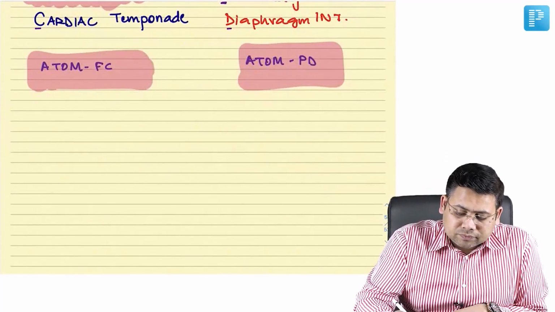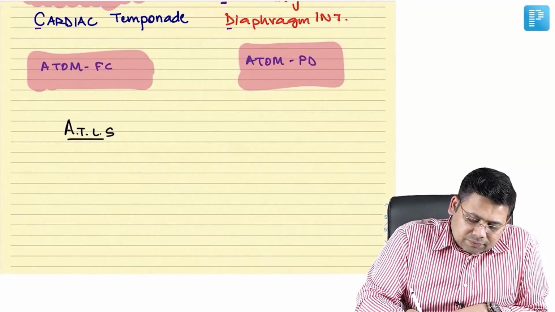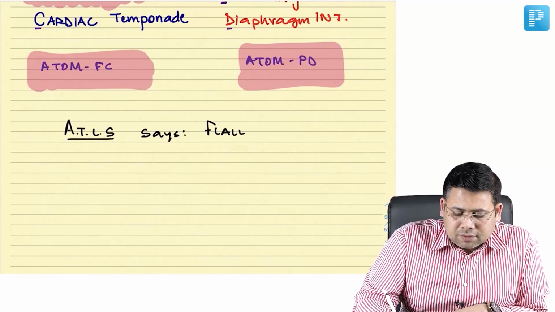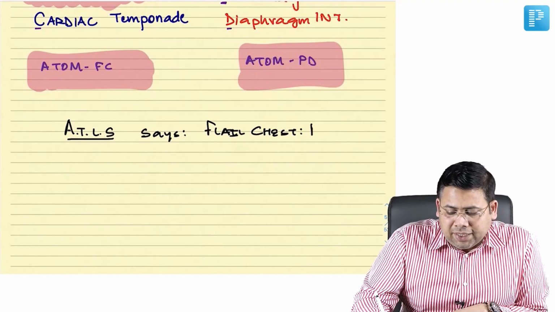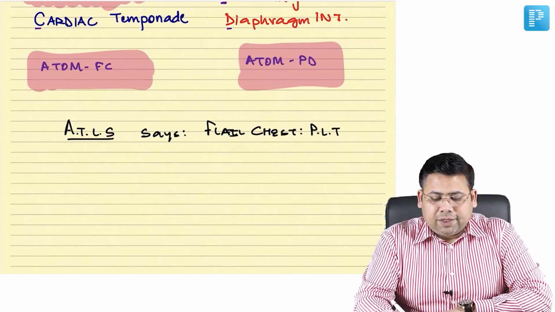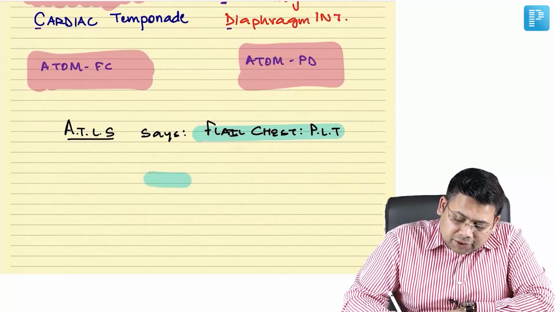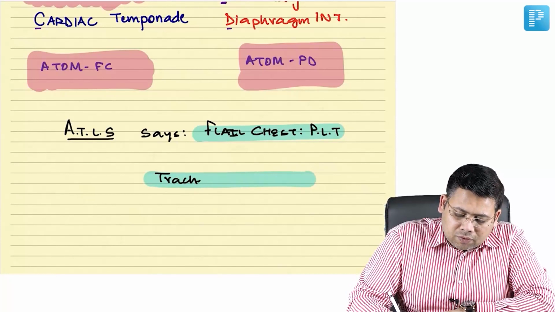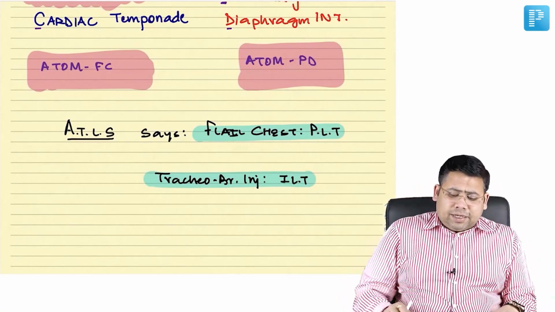ATLS says that flail chest is PLT, potentially life threatening. Flail chest is PLT. This is what ATLS is saying. And it also says that tracheobronchial injury is ILT. Now, how to believe? Why to believe? Let us see all of them.